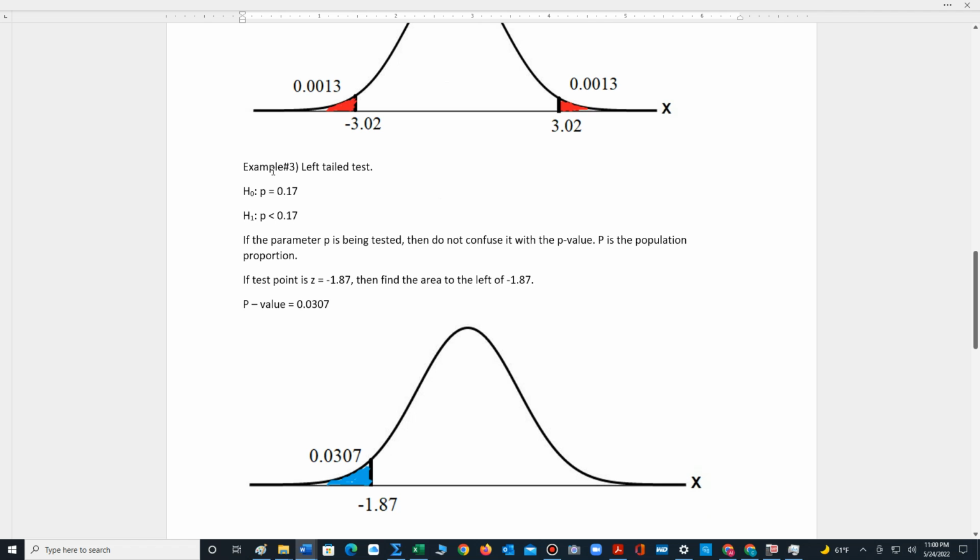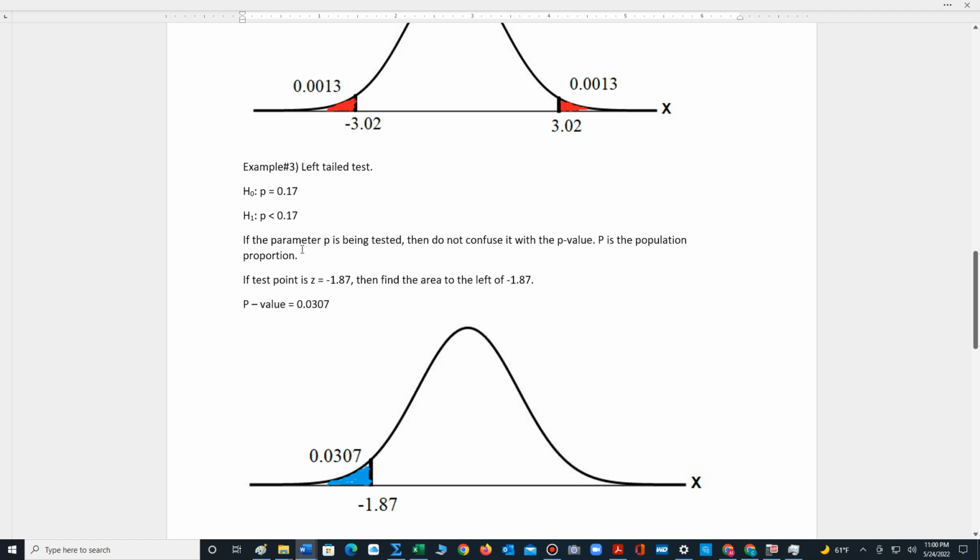Finally, we could also have a left-tailed test. In this example, we're testing p is 0.17 for H0, and for H sub 1, p is less than 0.17. We have to be very careful because we don't want to confuse the p-value with p. In this case, the parameter p is being tested. We don't want to confuse it with the p-value.